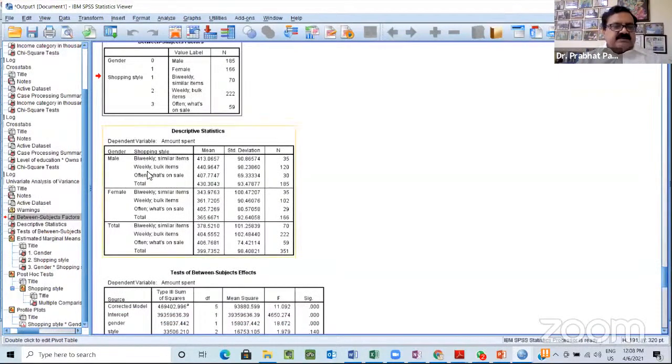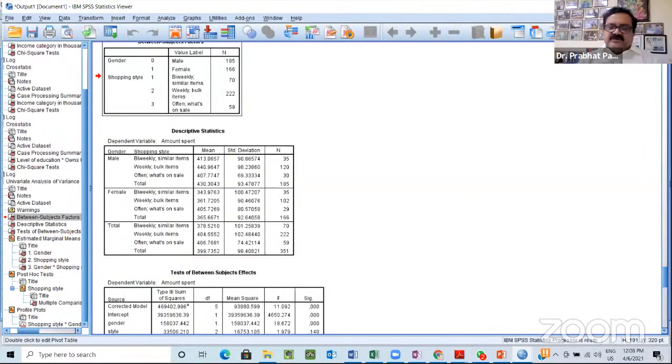So what's on sale? They are more propelled by the sales factor. So here the descriptive statistics in front of you. These are the mean sales, male-wise, male bi-weekly, weekly, and often, female bi-weekly, weekly, and often. If you compare, these means are different, and it seemingly looks like the male actually spends more than the female when they come for the purchase. And these are the standard deviations.